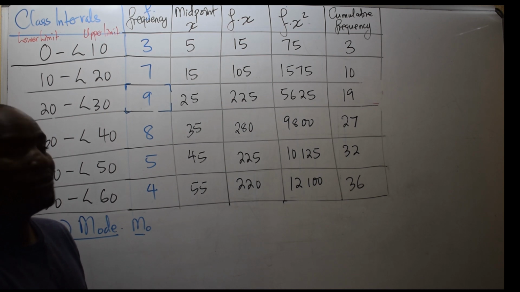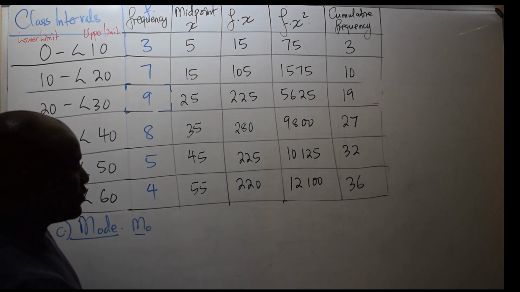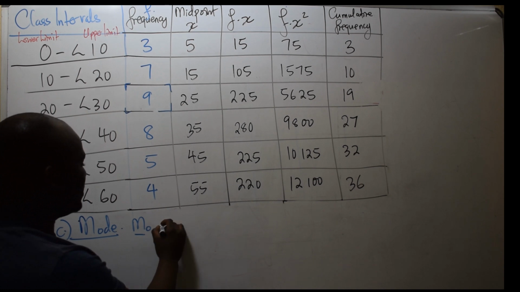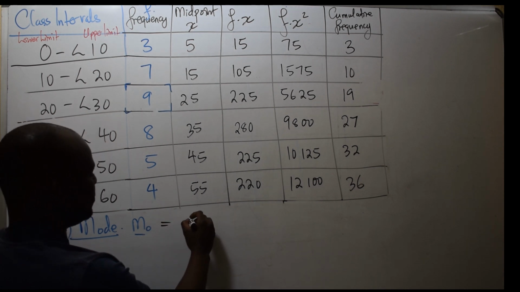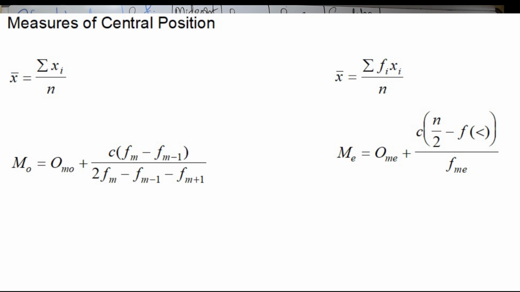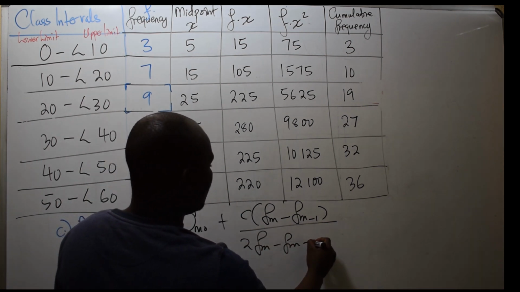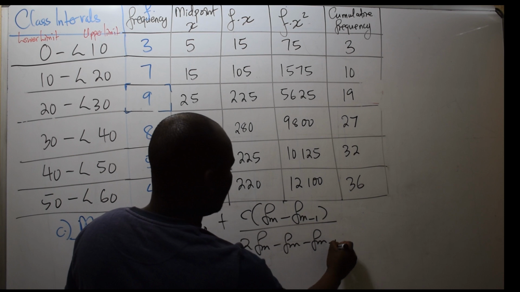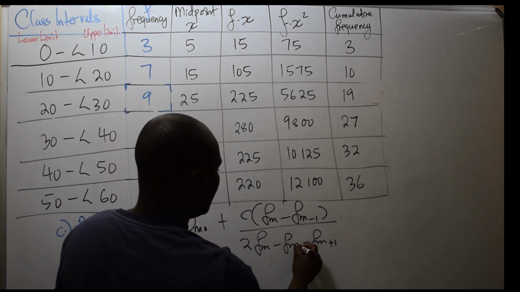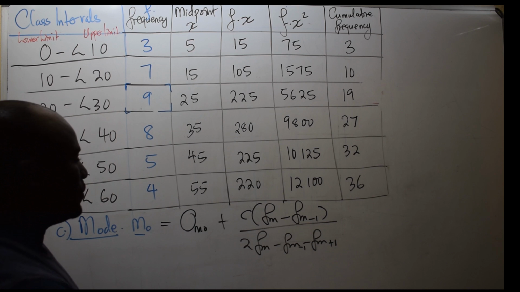So we need to be able to write the formula, substitute and work out the answer. So the mode would be equal to the lower limit L, plus, we're going to do the calculation for the mode now, C times the bracket of FM minus FM-1 over 2FM minus FM-1 minus FM+1, where this is plus 1, subscript 1. So we've got the formula.